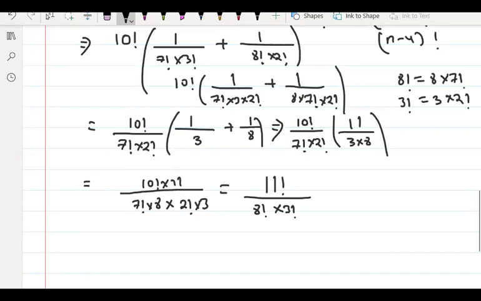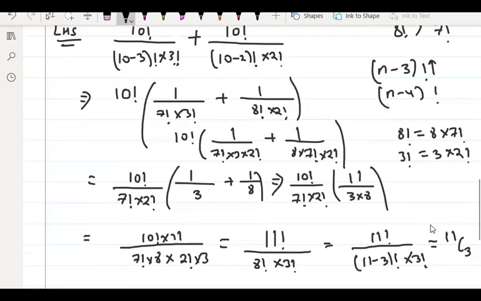I'll scroll up, don't worry, Shakib. Now, this can be written as 11 factorial divided by (11 minus 3) factorial into 3 factorial. Now, it's just the representation, right? Okay, it's just the representation. So, it is proof that it is 11C3. Okay.